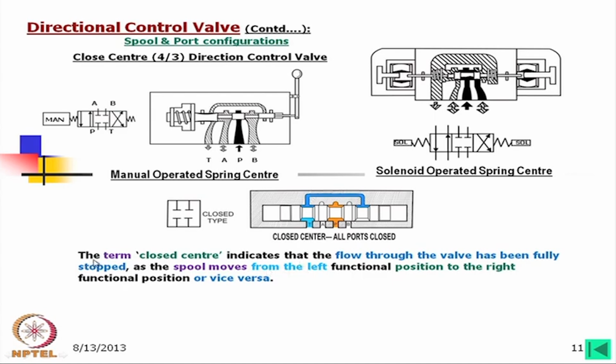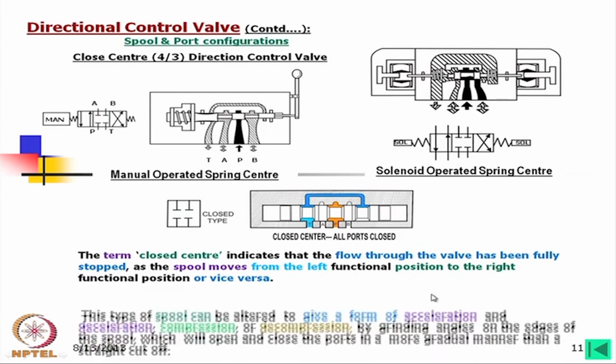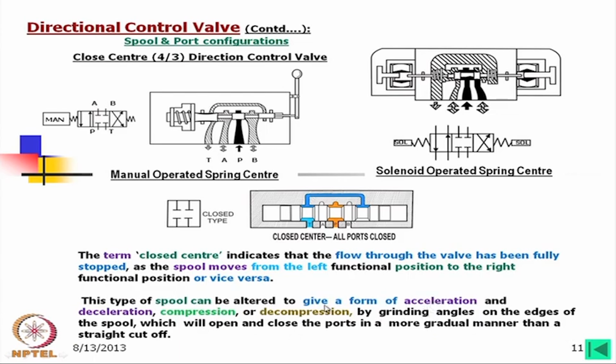Here I have written the definition. The term closed center indicates that the flow through the valve has been fully stopped as the spool moves from the left functional position to the right functional position or vice versa. This means when it passes through the intermediate positions, all the flow will be disconnected. This type of spool can be altered to give a form of acceleration and deceleration and compression or decompression by grinding angles on the edge of the spool.